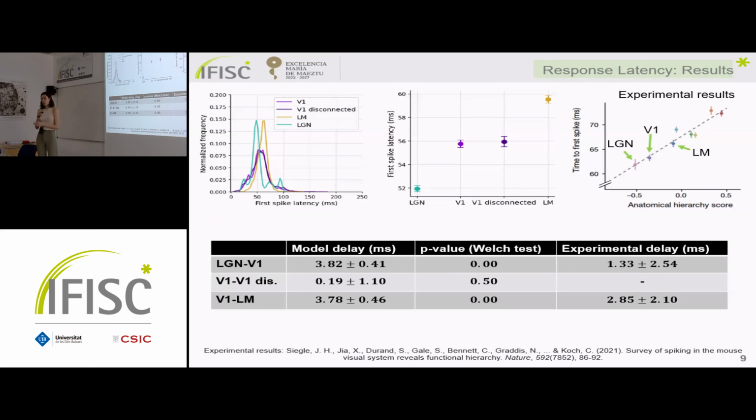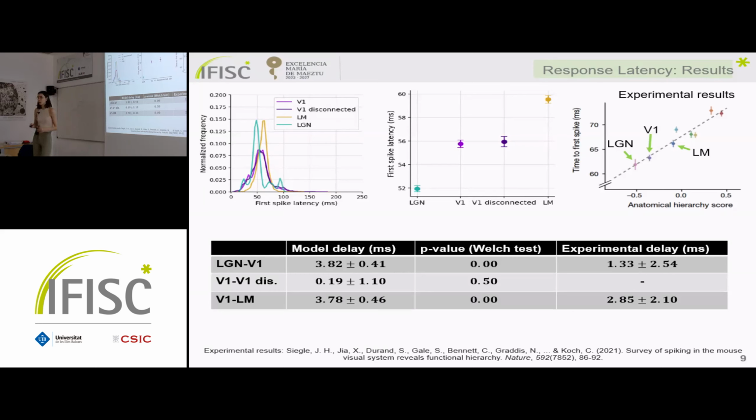And this is mainly because, as we can see, the first spike of LM takes place later than the first spike of V1, so neurons in LM don't really have the power of affecting, at least not significantly, the first spike of neurons in V1.